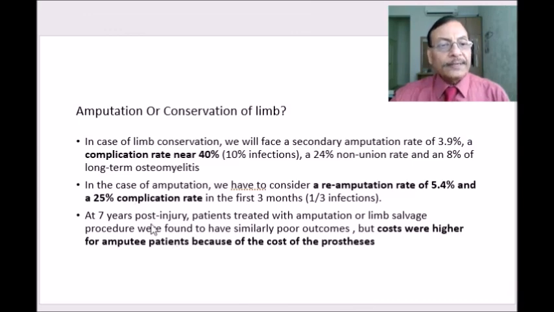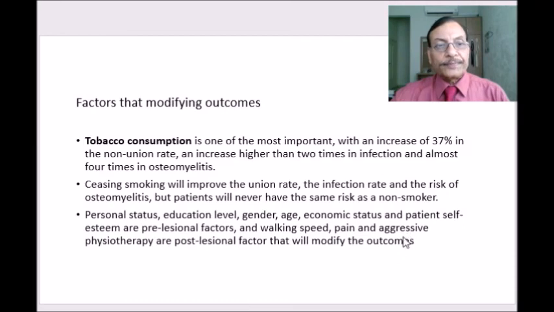So actually, at 7 years post-injury, patients treated with amputation or limb salvage procedure were found to have similar poor outcomes. The costs were nonetheless higher for amputee patients because of the cost of the prosthesis.